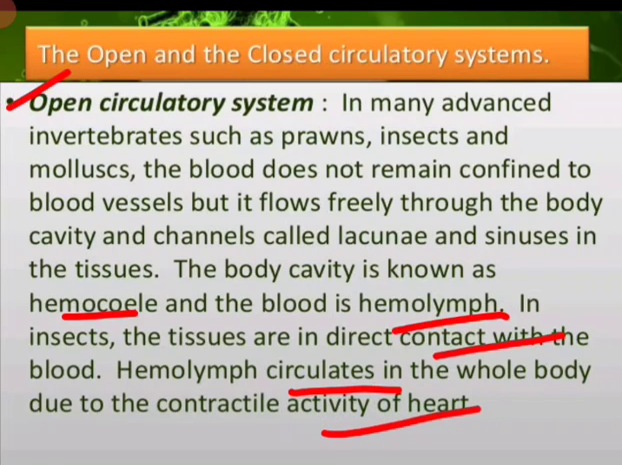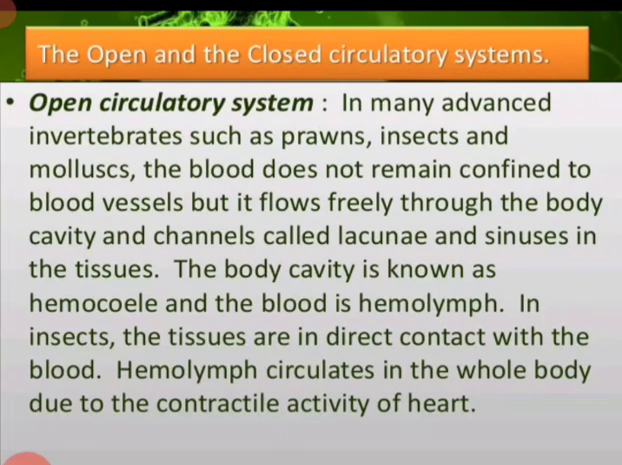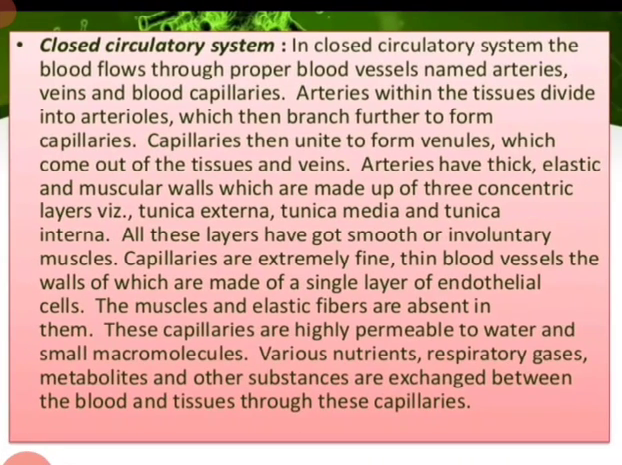There the blood does not flow through vessels but flows freely through the body cavity and body channels, that is, lacunae and sinuses. The body cavity is known as hemocoel and the blood is called hemolymph. That is the open circulatory system, meaning arteries, veins and capillaries are not present here. Next we come to the closed circulatory system.